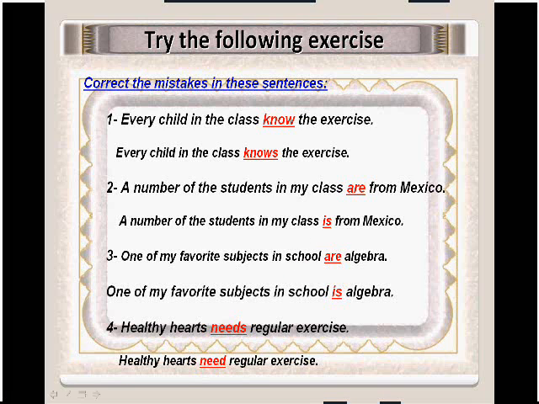Yes. Very good. So what happened? What you did is that you removed the s of the verb because the subject hearts is plural. So what happened is that I had to make my verb agree with the subject, and both of them now are plural. So I removed the s in the verb needs, and so the sentence will be healthy hearts need regular exercise.